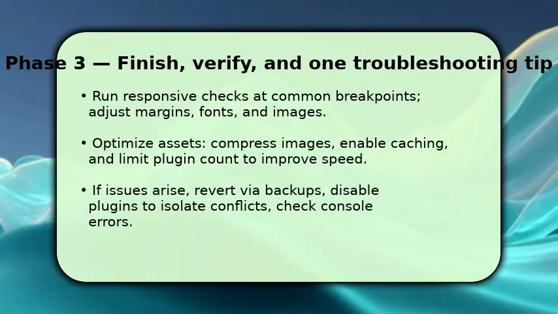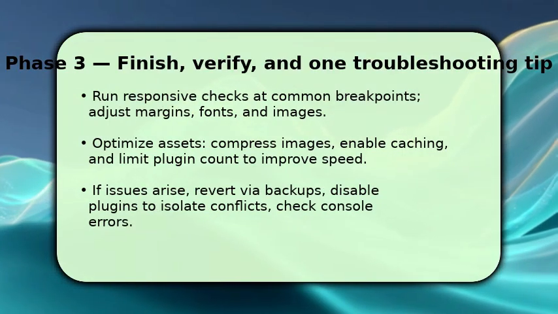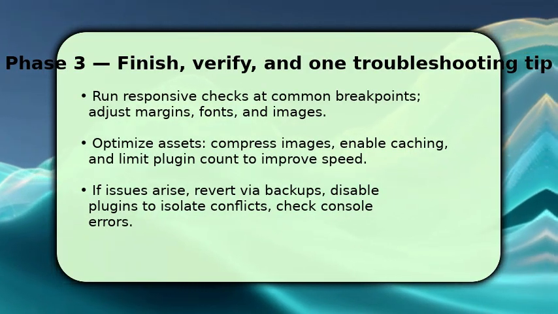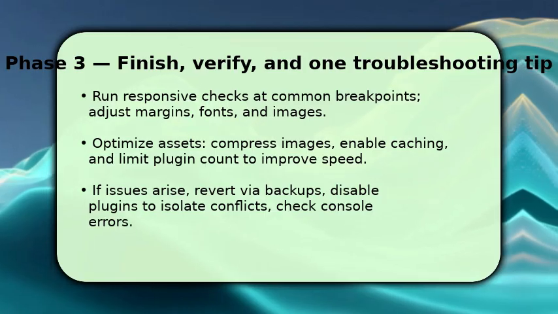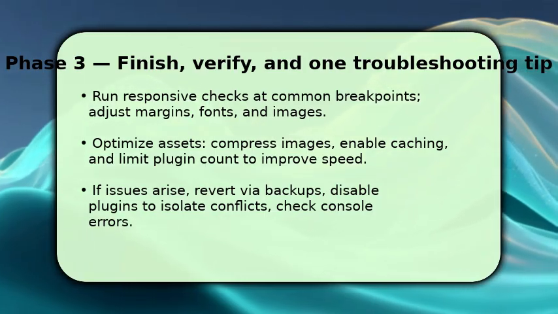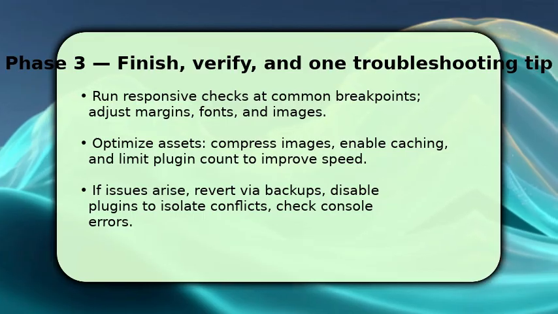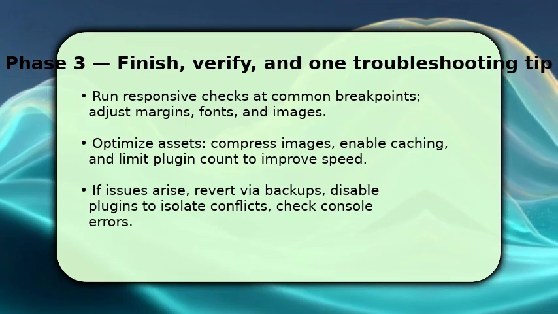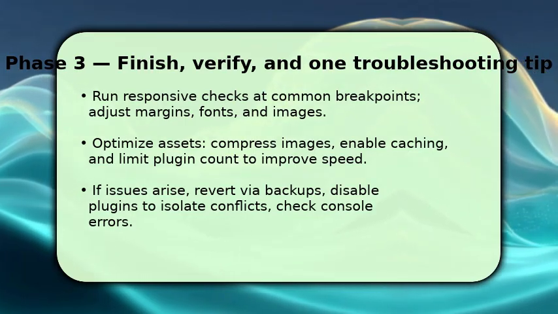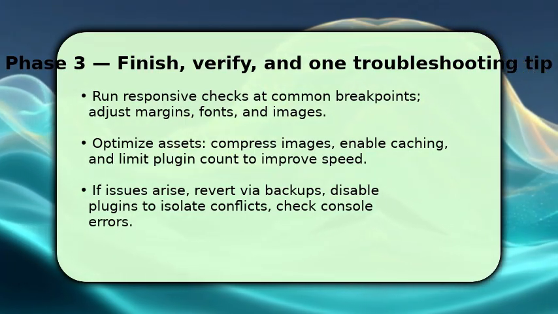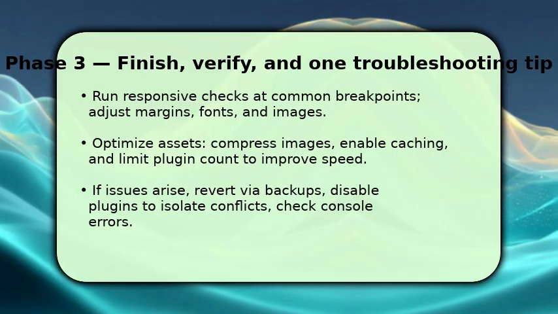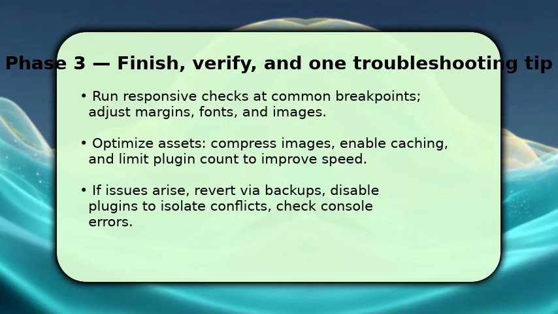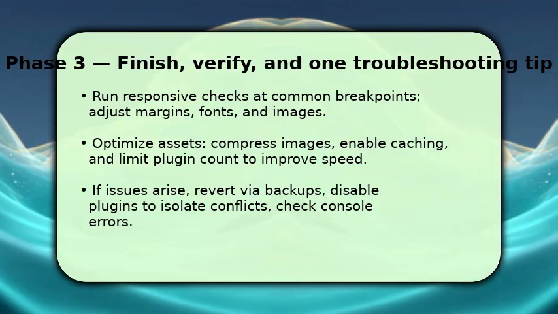To finish, optimize and polish. Test across mobile and desktop. Tweak spacing, fonts, and images so layouts remain stable. Once done, compress images, enable caching, and reduce plugin bloat to keep load times low. If something breaks, start by restoring your backup if needed. Otherwise, disable plugins one at a time to find conflicts and check the browser console for errors. If you still need premium features, consider trials, official extensions, or affordable alternatives rather than circumventing licensing.